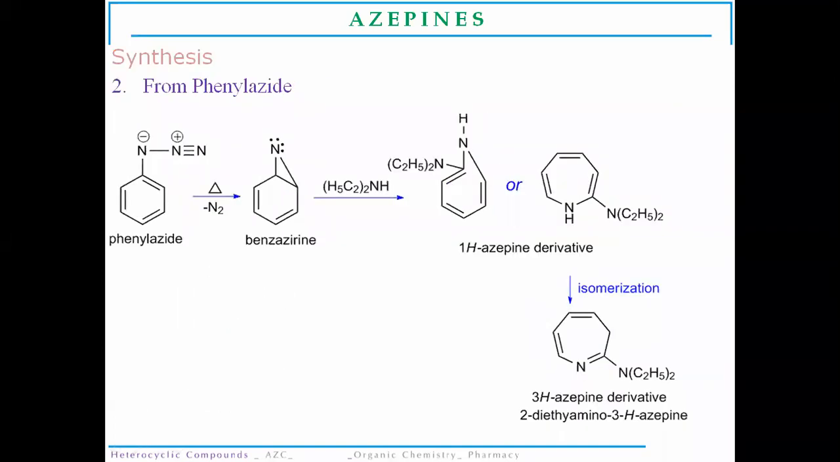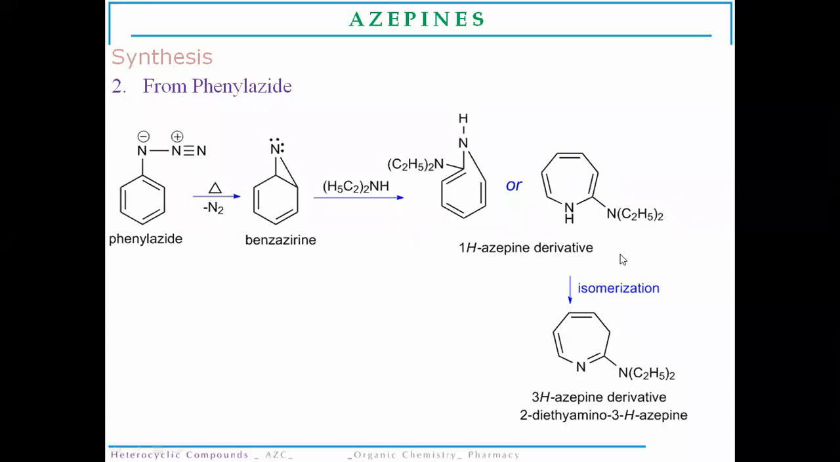Now the second method for the synthesis of azepine is from the phenylazide molecule. If we boil this phenylazide, it decomposes and forms benzazirine, and this benzazirine molecule undergoes reaction with a primary amine to form a 1-azepine derivative. So it will synthesize a substituted 1-azepine derivative at its second carbon atom.